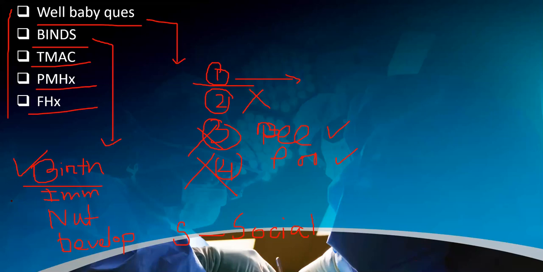And then for immunization, you ask, is he immunologically up to date? Sometimes they may not understand what immunologically up to date means. Then you say, how was the vaccination schedule? Is he up to date with the vaccination? Or you can just ask one question: is he up to date with the vaccination?